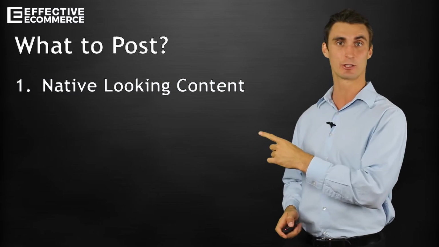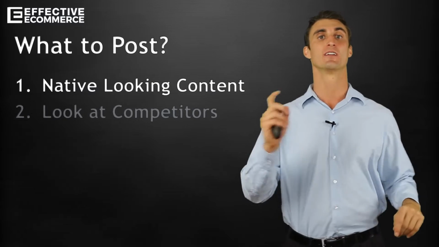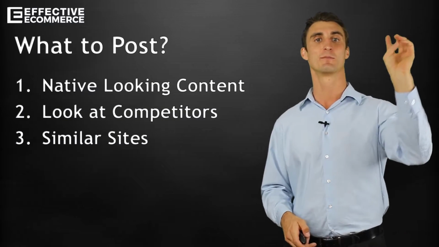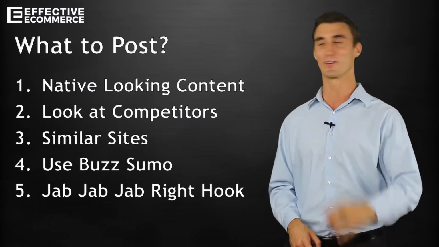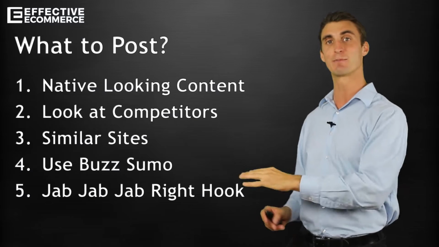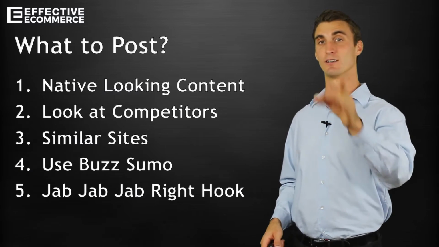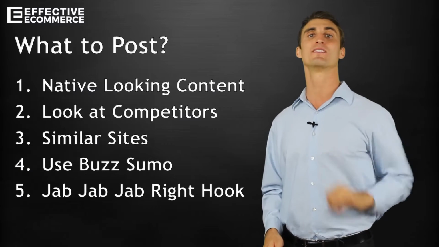The first is native looking content. Number 2 is look at competitors. Number 3 is similar sites. Number 4 is use Buzzsumo. And number 5 is jab, jab, jab, right hook. Now, we're going to dive into all 5 of these in depth in this video, but I just wanted to give you an idea of what we're going to be talking about here. So let's start with native looking content.